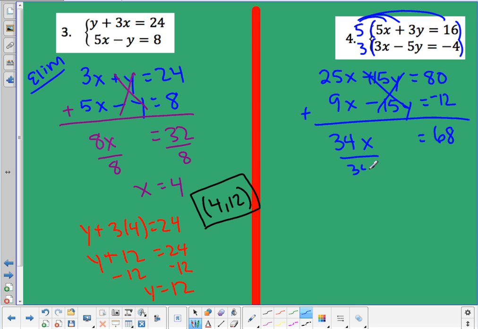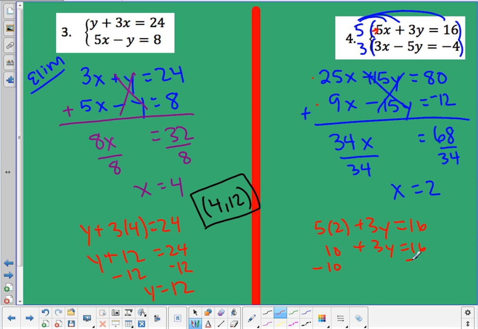Divide both sides by 34, and I end up with x is equal to 2. Now I can plug that back in and get my y variable. Go back to the original equations just in case you somehow made a mistake here. You always want to use an original one. So 5 times 2 plus 3y is equal to 16. That's 10 plus 3y equals 16.